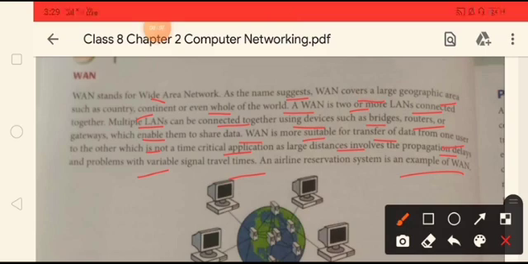Okay, so WAN is used more where you have no time constraints. Okay, now airline reservation system. Airline reservation system is an example of WAN.